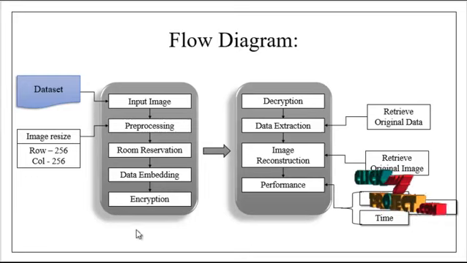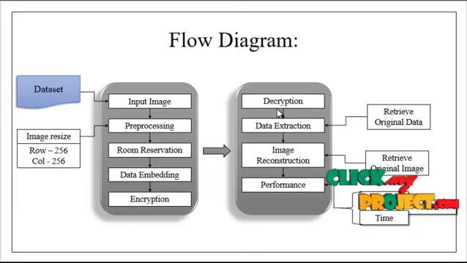After the encryption, the sender side will send the image along with the data, then the receiver side will receive the data along with the image. First of all, the decryption will be carried out to decrypt the entire image.